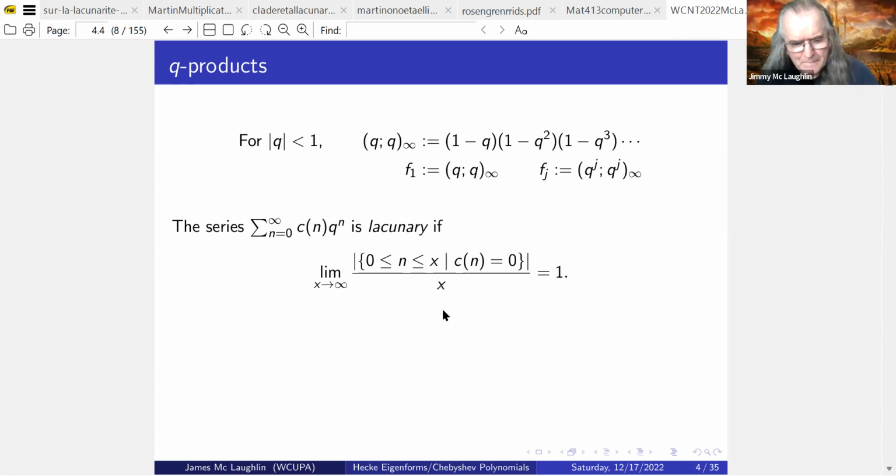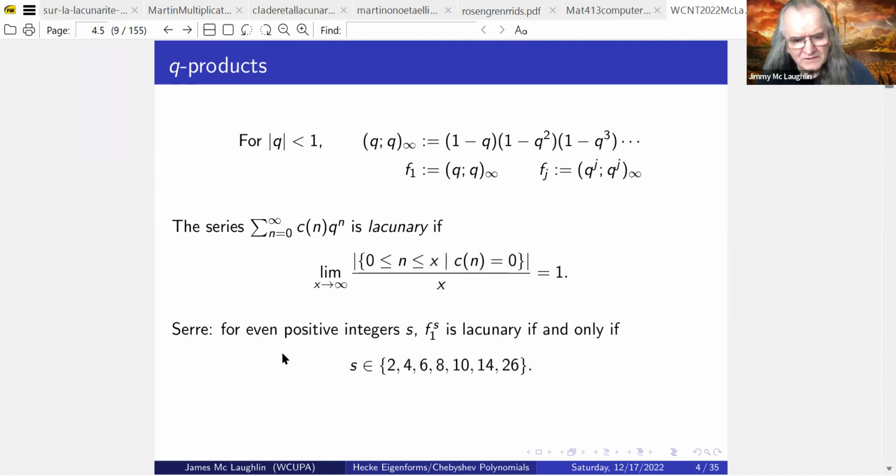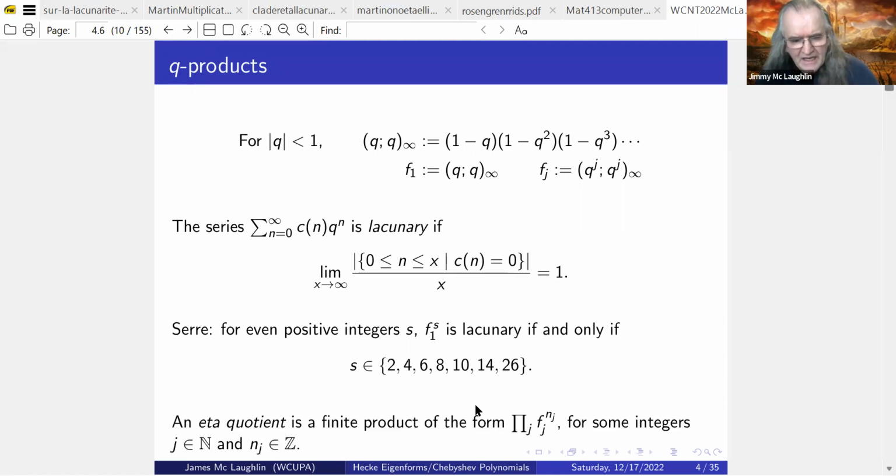So a result of Serre, fairly well known, is that for even positive integers s, f1 to the power s is lacunary if and only if s is one of these integers here. And another definition: an eta quotient is a finite product of the form f sub j to the power m sub j, for some positive integers j and possibly negative or positive integers m sub j.